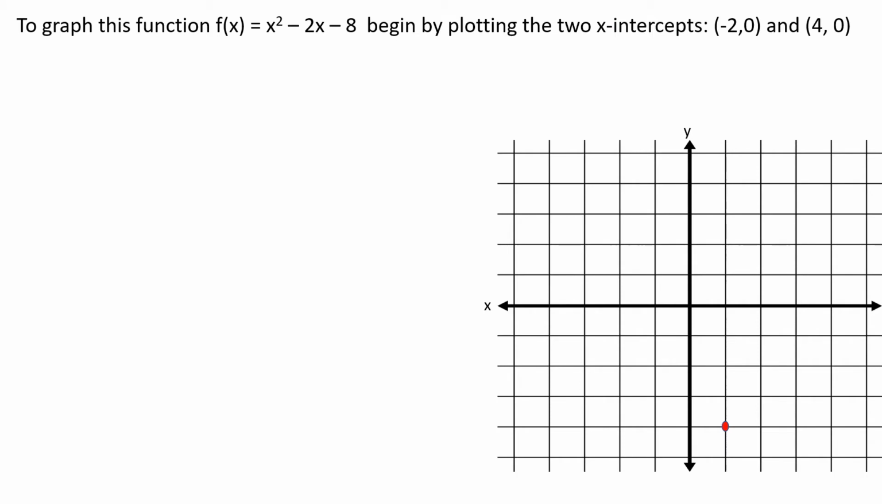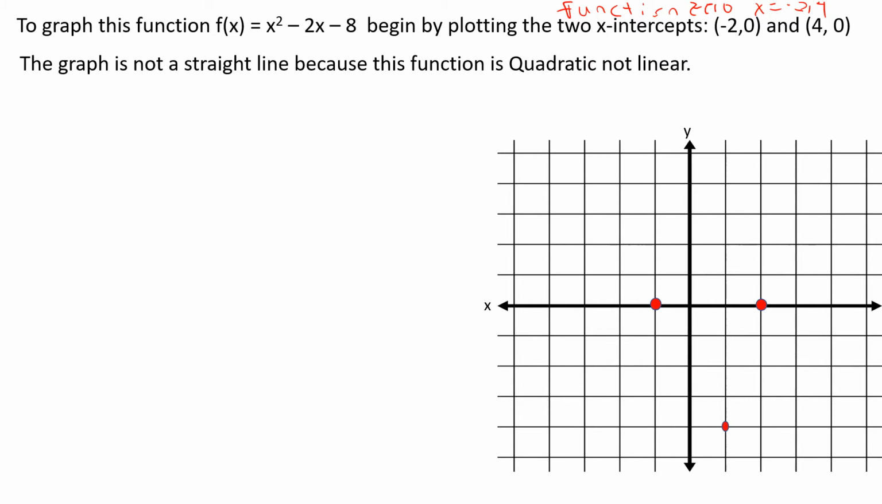All right, now we're going to take that same function and we're going to graph it. We can begin by plotting the two x-intercepts, which we found by finding the zeros of the function. The last thing we said was x equals -2 and 4. That's how we came up with these coordinates. We can go ahead and graph that. We have (-2, 0) and (4, 0), which we've graphed.